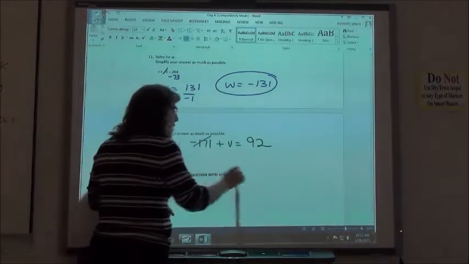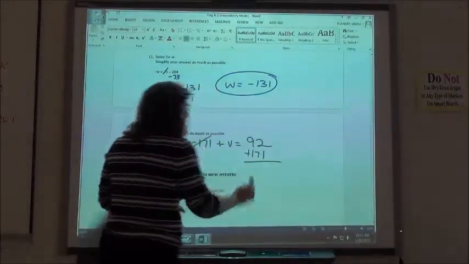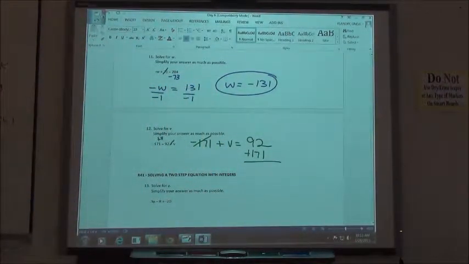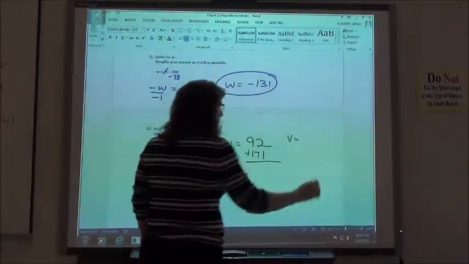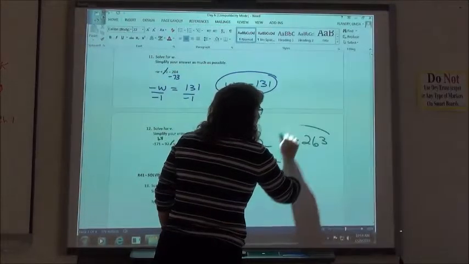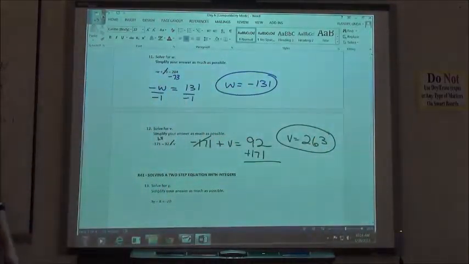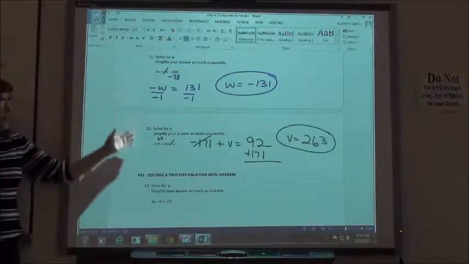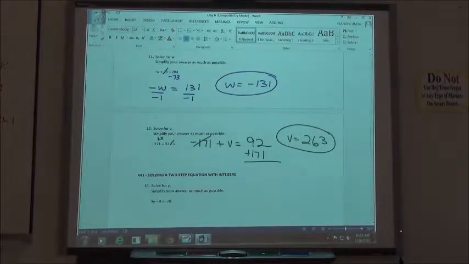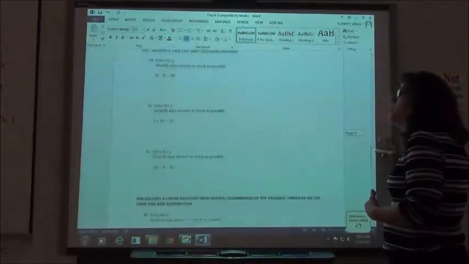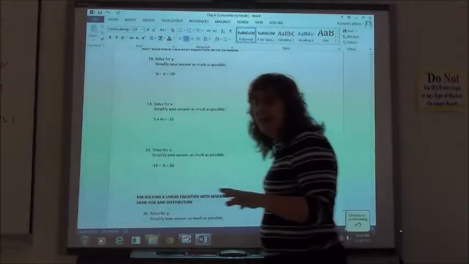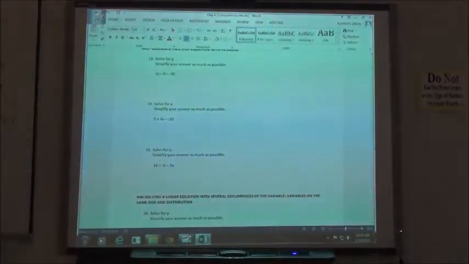add my 171. And so 92 plus 171, 263 would be my answer then. So, either one of these ways work, just a matter of what you like to do. Now 13, 14, and 15 are those two-step ones where you should probably do them in the order that you move the number, the constant term, that's the one without the variable first, and then divide by the coefficient.